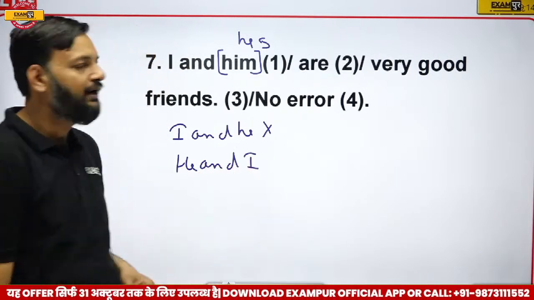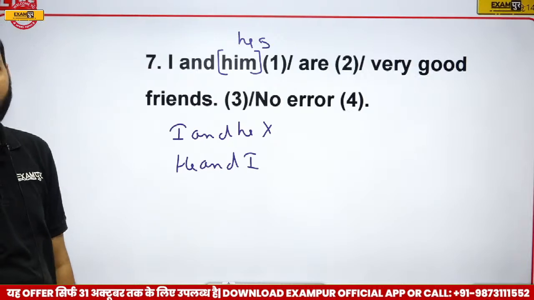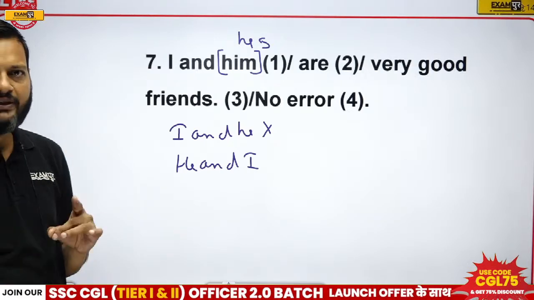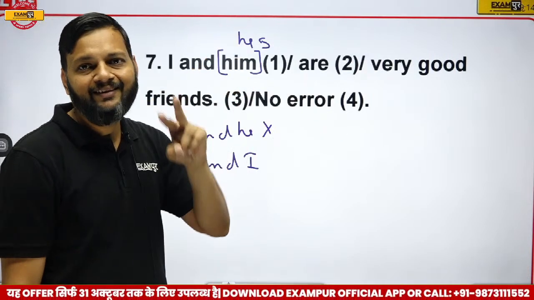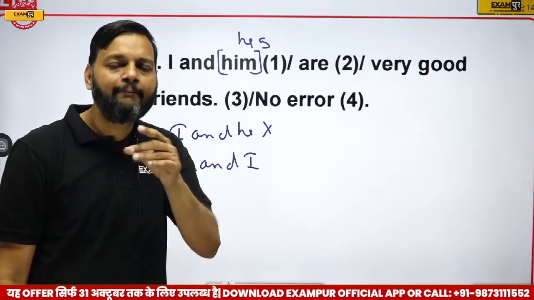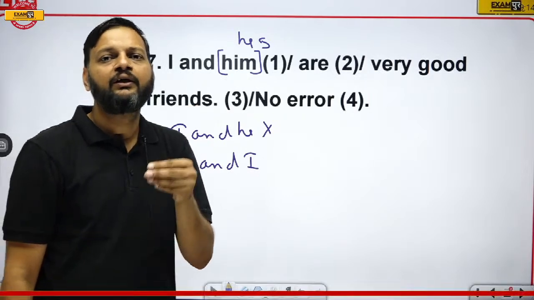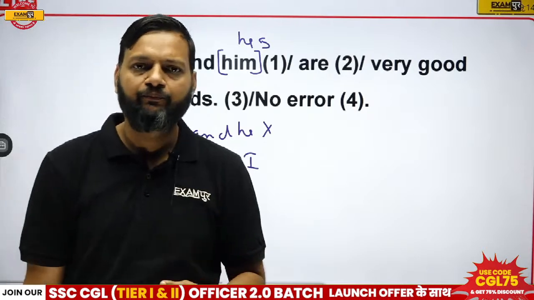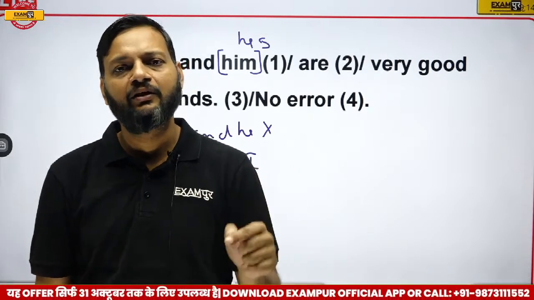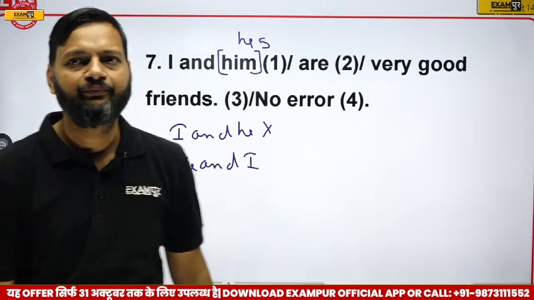He and I are very good friends. Okay, so first improvement, you need to change him into he, and second change, you need to bring he before I, because the sequence of more than one pronoun should be second, third and first person, right?